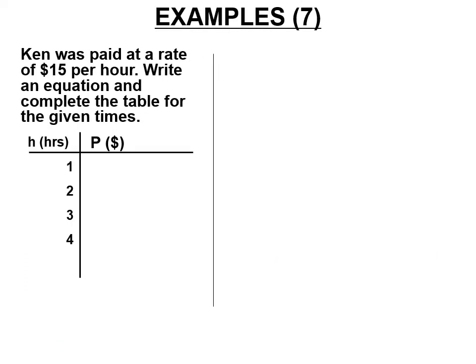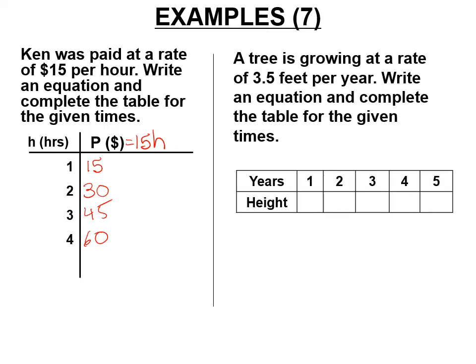Ken was paid at a rate of $15 per hour. Write an equation and complete the table for the given times. So his pay is $15 times the number of hours he worked. For 1 hour he makes 15, 2 he makes 30, 3 he makes 45, 4 he makes 60. That's how it works. A tree is growing at a rate of 3.5 feet per year. Write an equation and complete the table for the given times. Remember, the rate is always K. This is Y for years, so H equals 3.5 times Y.